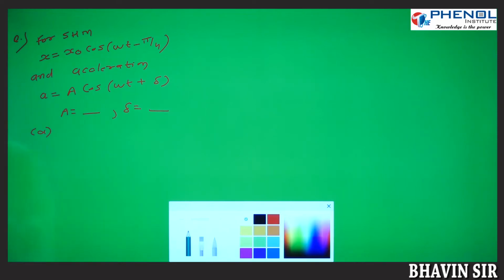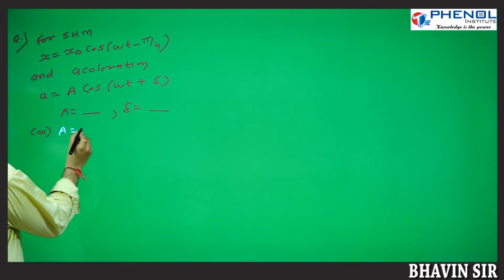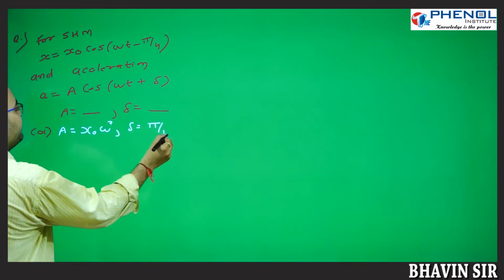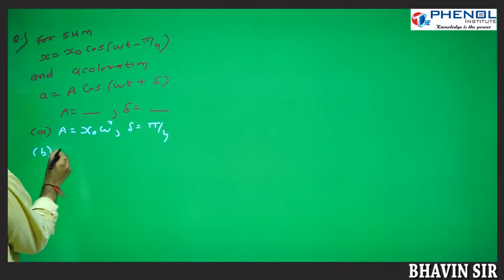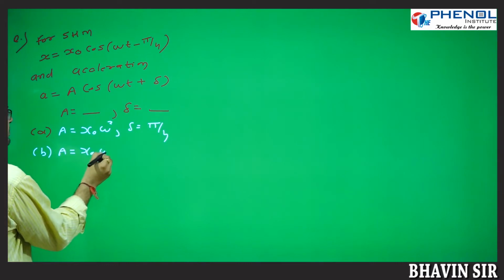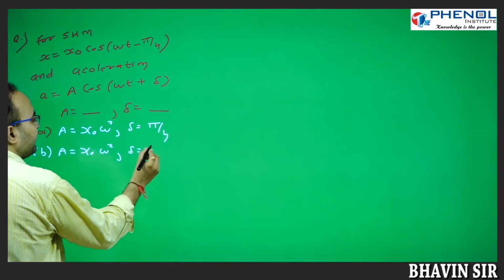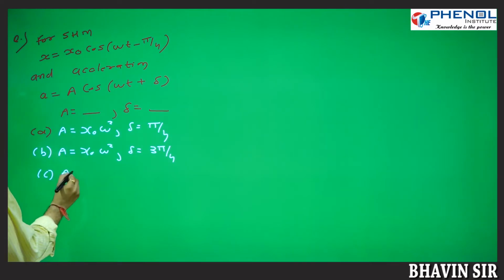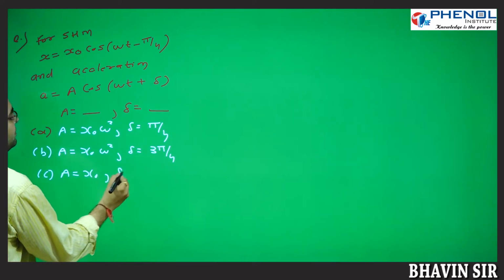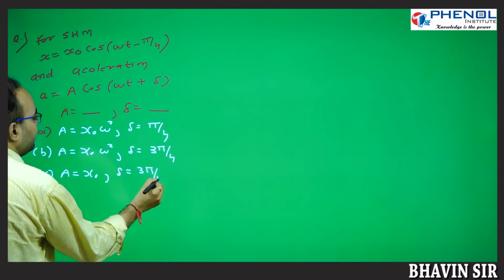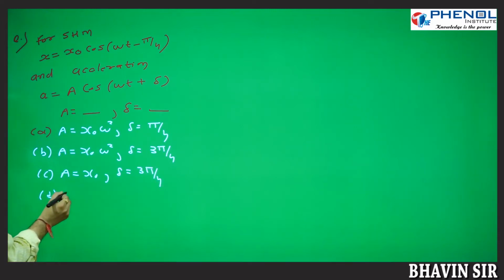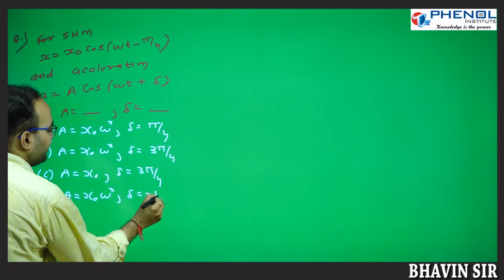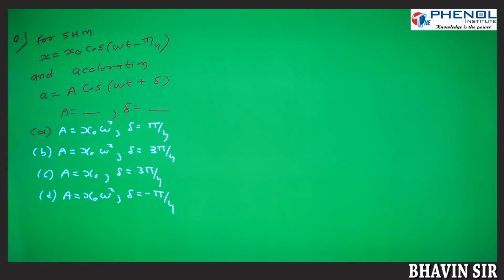So the options are x naught omega square, pi by 4; x naught omega square, 3 pi by 4; x naught, 3 pi by 4; x naught omega square, minus pi by 4.